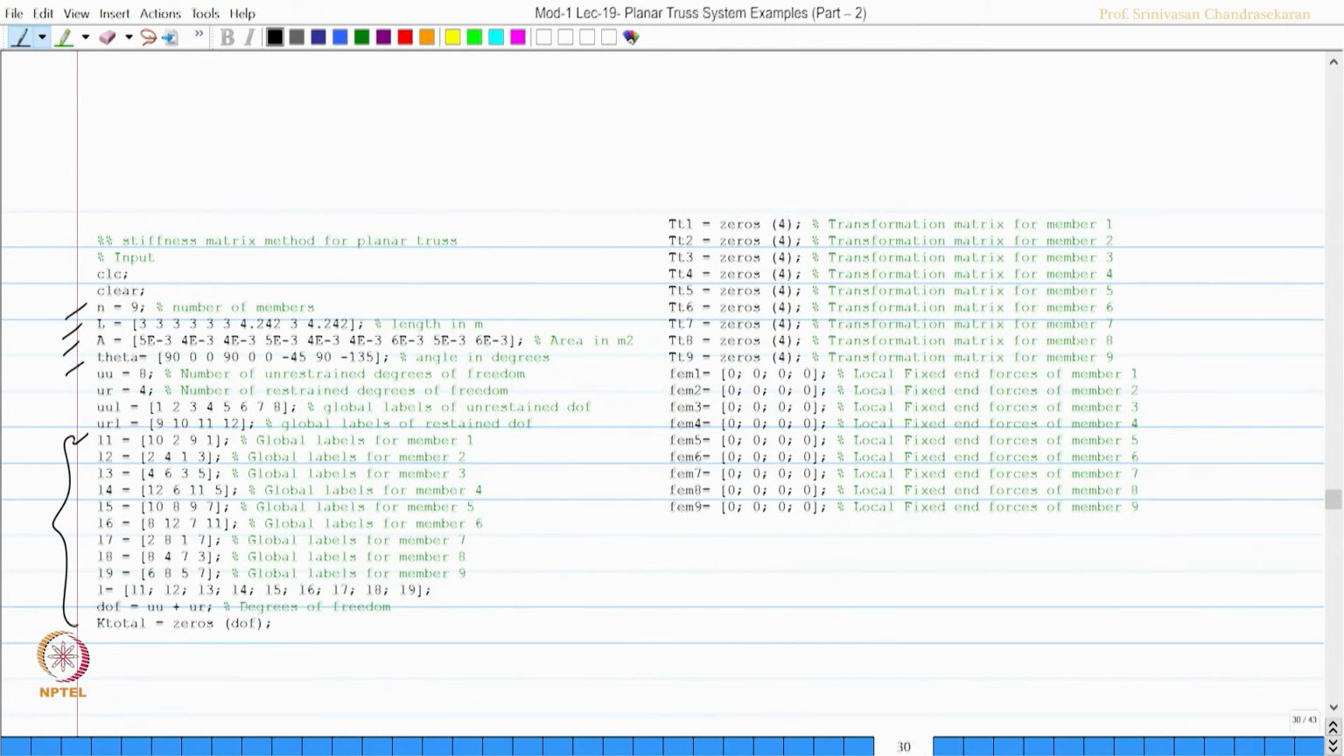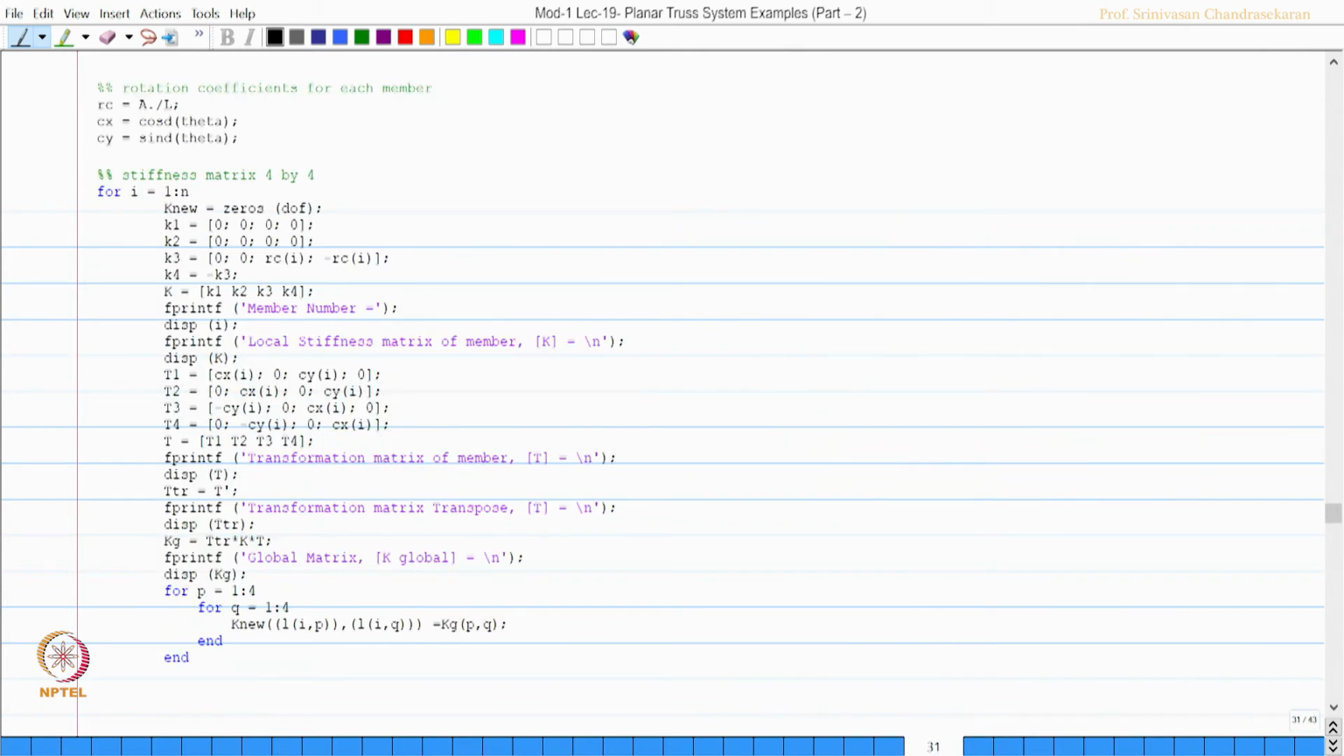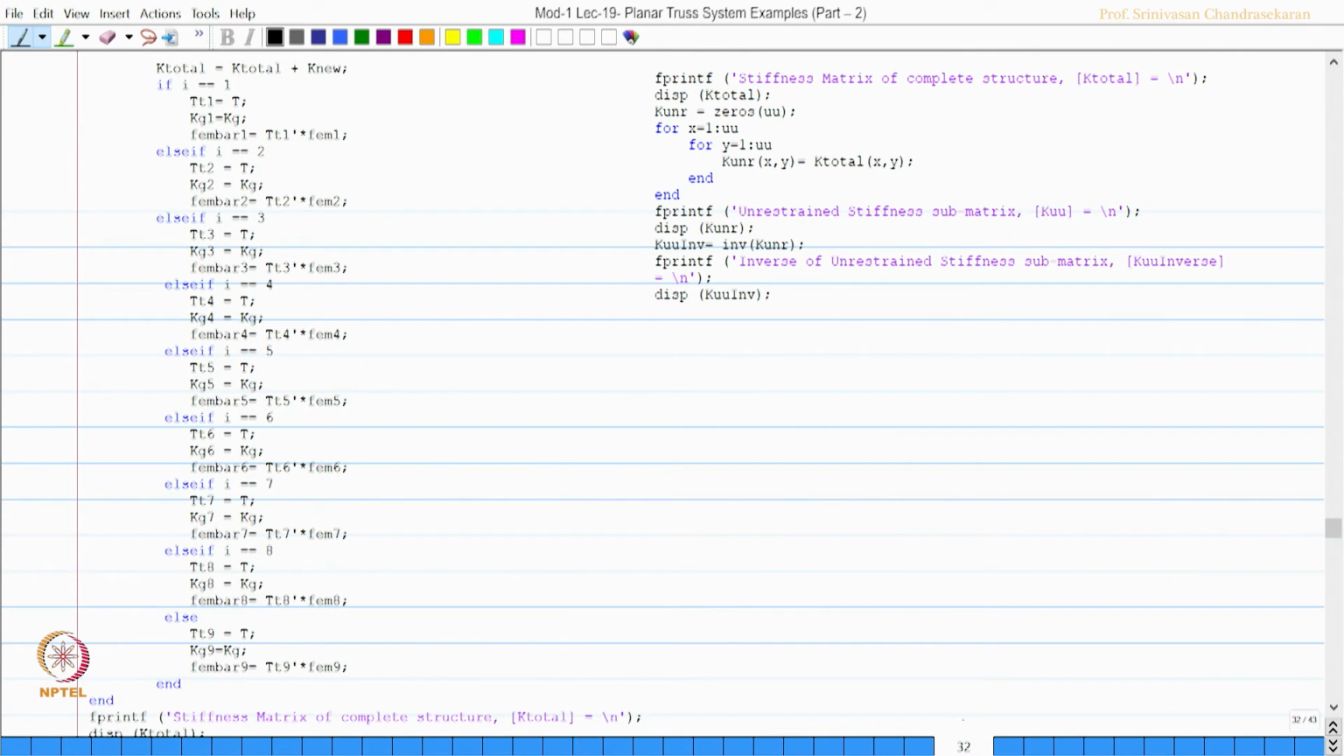Once I do this, we have got the transformation matrix for each member, then we compute the local stiffness matrix for each member, okay, which we get here. Then we assemble them, get the global stiffness matrix, then the complete stiffness matrix is plotted. From that K_UU is obtained, then its inverse is obtained. Okay. So, now I have K_UU, I also have K_UU inverse, from this.